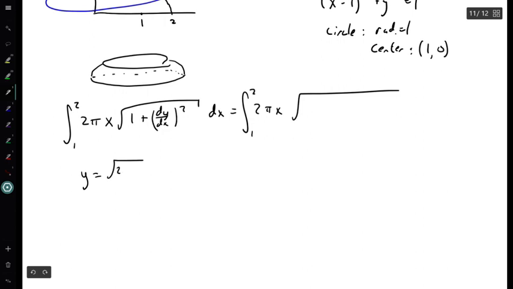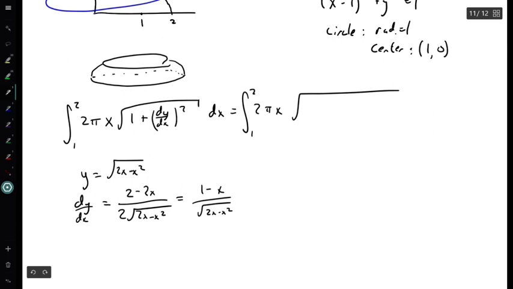So y equals root of 2x minus x squared, so that's going to tell me that dy/dx is equal to, using my chain rule here, 1 over 2 root 2x minus x squared, times the derivative of 2x minus x squared, which is 2 minus 2x. And we can cancel out some 2's, giving me (1 minus x) over root of 2x minus x squared.